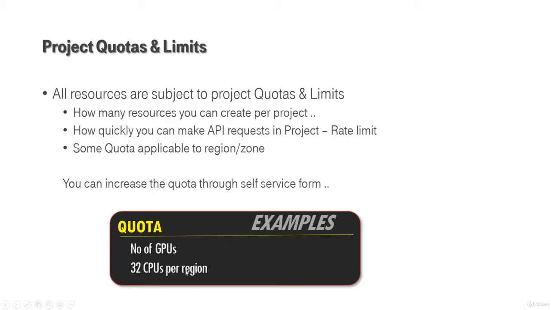There are 32 CPUs per region. I think this has been changed to 64 or something like that. You can just go ahead and check that. But the quota is, you can put a limit on the resources which you are trying to use inside Google Cloud Platform.